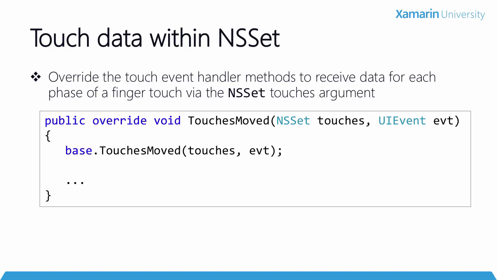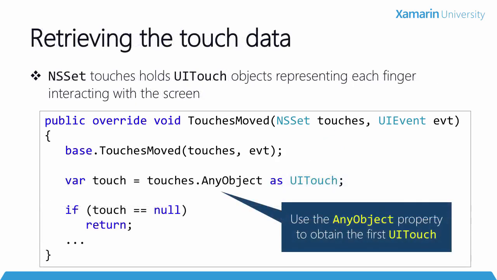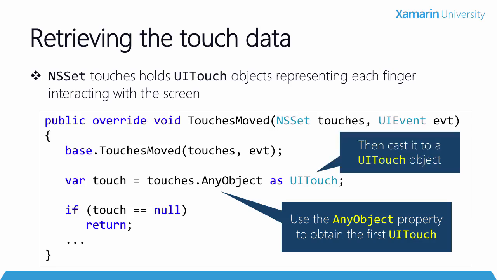Now let's go a little bit deeper and look at the data that we can receive during our touch events. Now our touch event methods deliver touch data within an NSSet. An NSSet is simply an immutable iOS unordered collection class, and in this case it's used to hold a collection of active touch points, one object per touch being reported by the event. For single touch, we can extract the data using the AnyObject property, and we then cast it to a UITouch object, and this is the object which has the actual touch data and details.